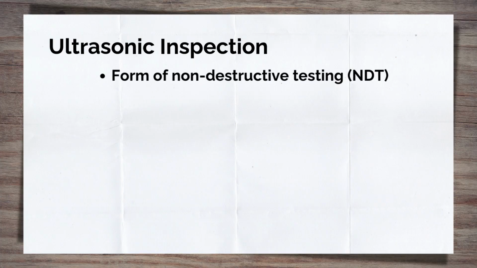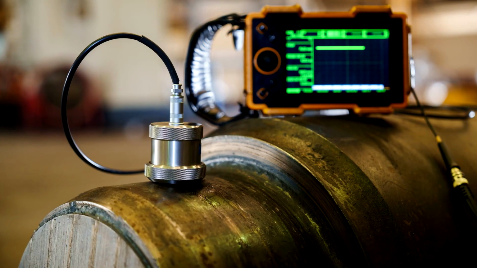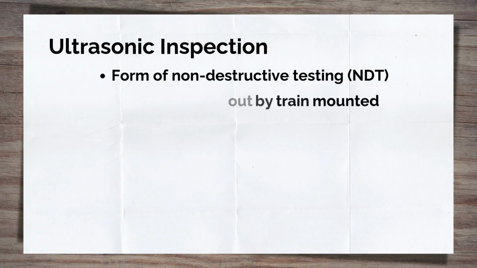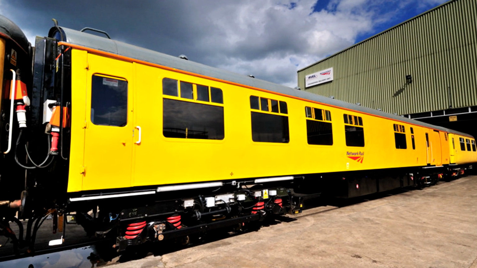A form of non-destructive testing, or NDT, ultrasonic testing uses high-frequency sound waves to detect cracks, voids and internal defects within the rail. Testing can be done with train-mounted units, commonly referred to as ultrasonic testing units, or manually.